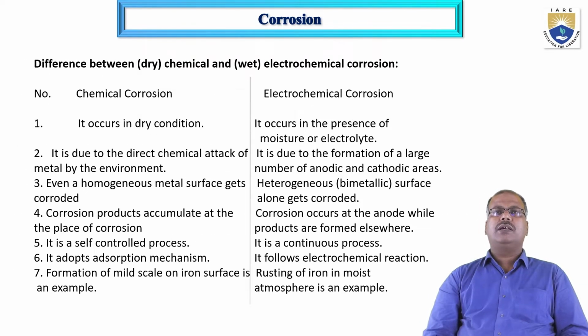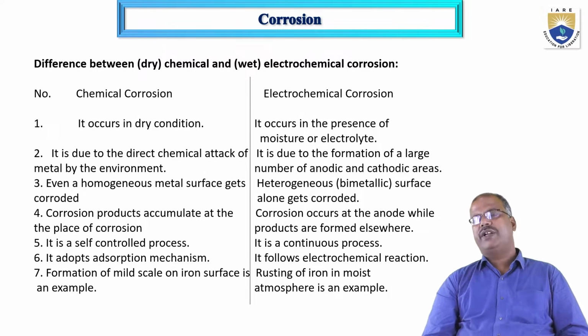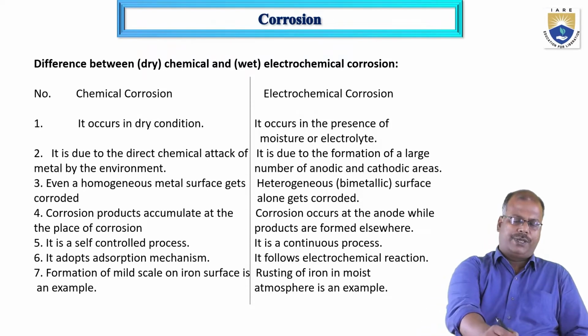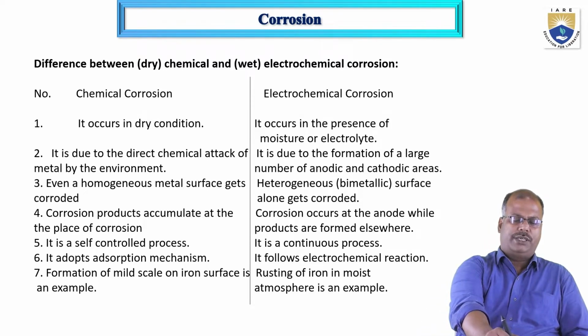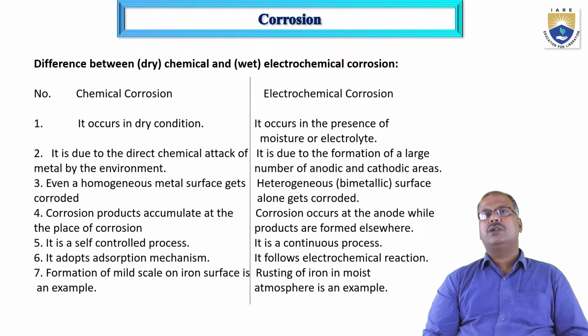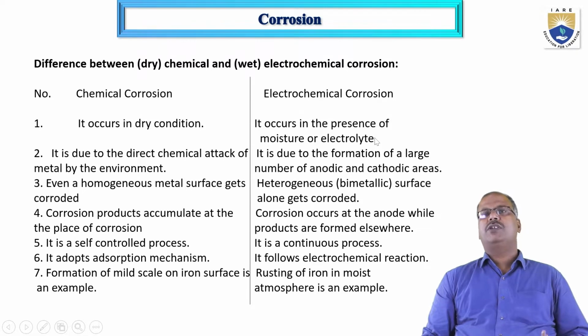What is chemical corrosion? What is electrochemical corrosion? Chemical corrosion is also called dry corrosion. Electrochemical corrosion is also called wet corrosion. Now we see the differences. Chemical corrosion occurs in dry condition, whereas electrochemical corrosion occurs in the presence of moisture.